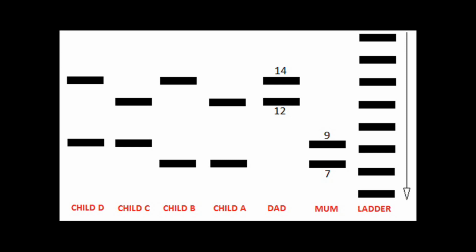When you look across the gel, you can see that each child has one STR from mum and one STR from dad. This is how paternity testing is done. If one of the children has an STR that is not of the mother or father, then it must have come from outside the marriage.